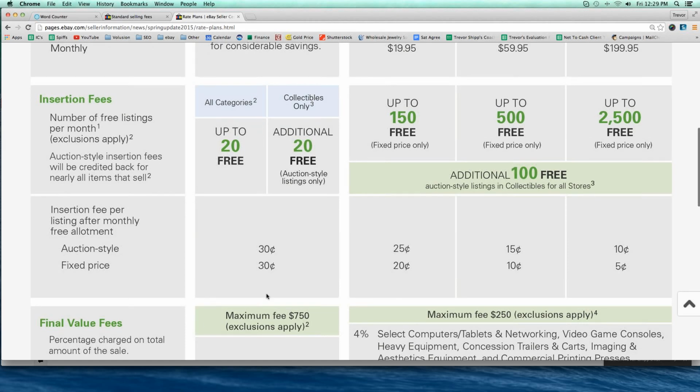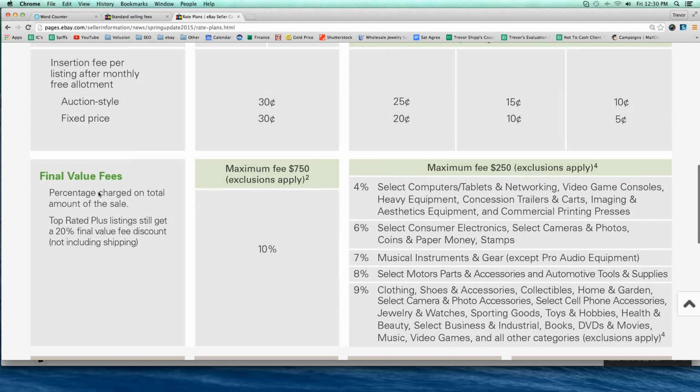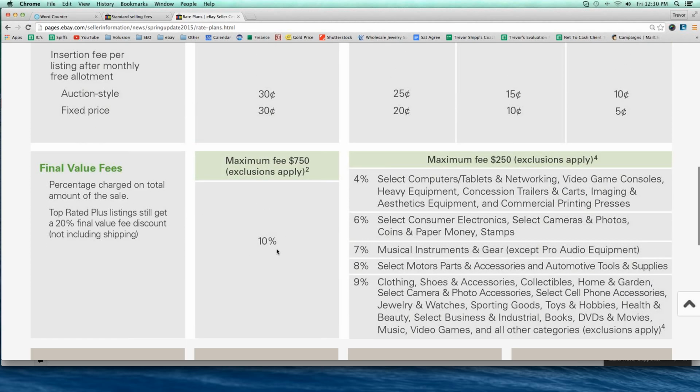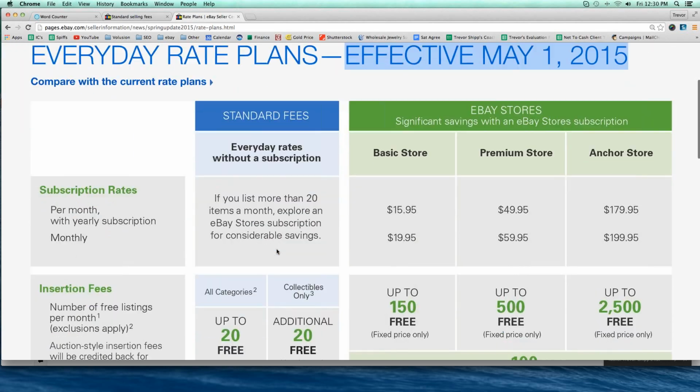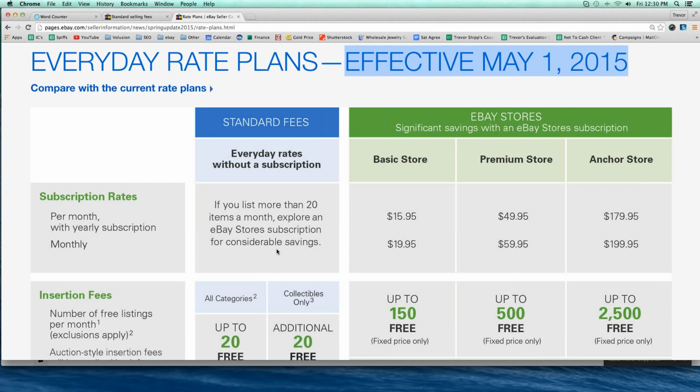After your 20, you're going to get charged 30 cents per auction style and 30 cents per fixed, okay? And then you have a 10% final value fee. So this diagram lays out what we talked about perfectly, right?